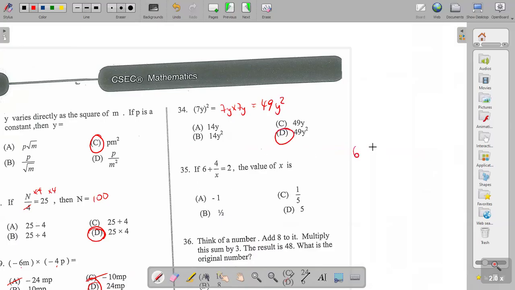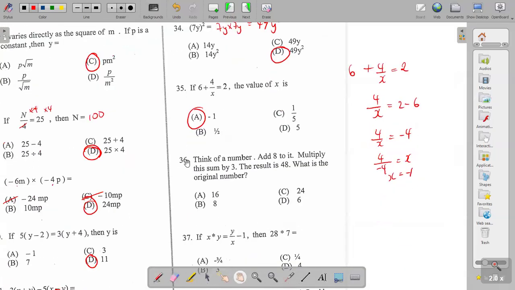Right, so I'm going to do this one. 6 plus 4/x is equal to 2. They want to find x. So the first thing I'm going to do is take this over on this side. So this is going to be 4 over x is equal to 2 minus 6. So 4 over x is equal to negative 4. I don't know if you remember what I taught: if the thing that you need is in the denominator, you switch it. So 4 over negative 4 is equal to x. So x is equal to negative 1.